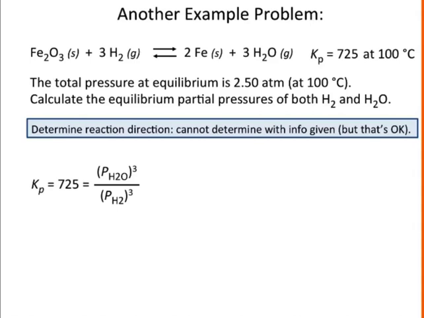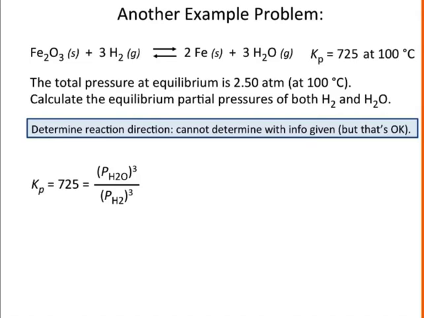All right. When we talk about pressures, we don't typically put them in square brackets because it's not a concentration, it's a pressure. So we put that in normal parentheses and then cube it in this case because there's a 3 in front of the H2O. And then we cube the hydrogen gas as well because there's a 3 stoichiometric coefficient in front of that. Okay, now we have one equation with two variables. We can't solve for both of them.